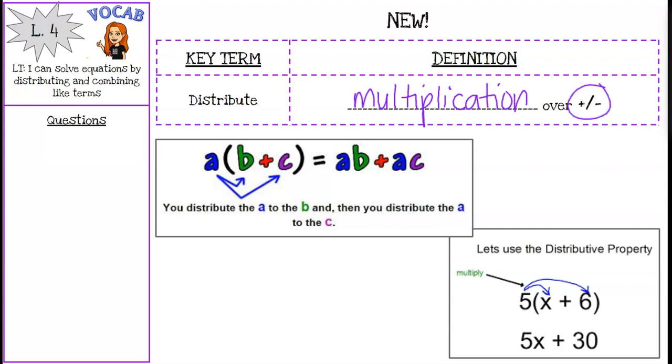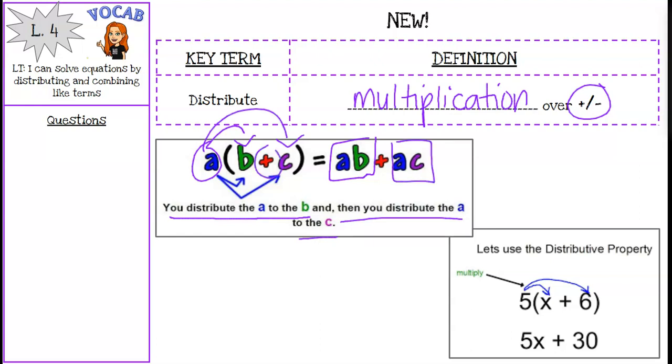Here are two visual examples. You distribute the A to the B. So you take A, multiply it by the B, you get A times B. And then you distribute A to C. So you take A, give it to C, A times C, and since there was a plus sign in the middle, there's still a plus sign in the middle. Here are some number examples. Multiply: 5 times x gives you 5x. 5 times 6 gives you 30. The plus sign in the middle stays a plus sign in the middle.